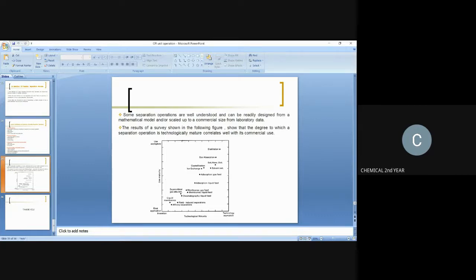Some separation operations are well understood and can be readily designed from a mathematical model and scaled up to a commercial size from laboratory data. The results of a survey, shown in the following figure, show that the degree to which a separation operation is technologically mature correlates well with its commercial status.